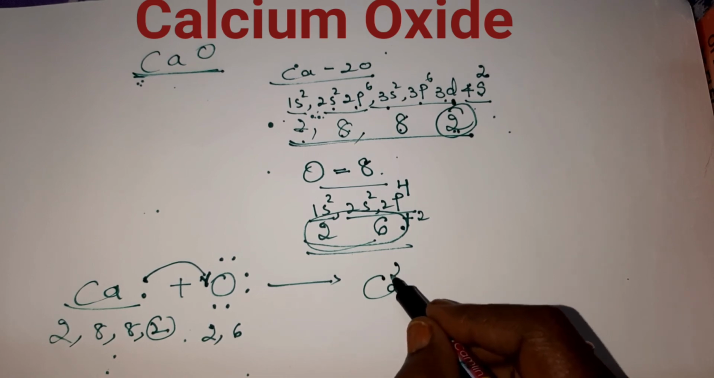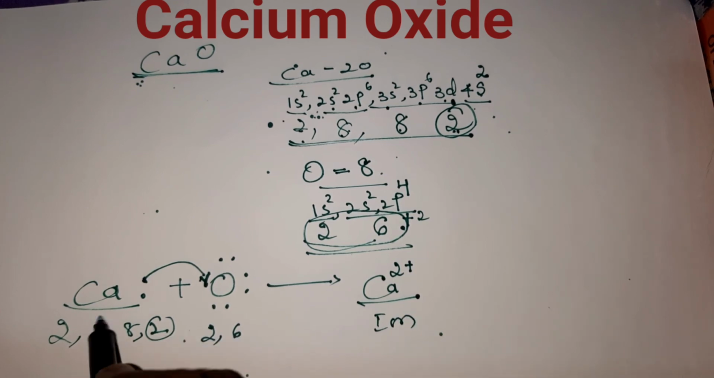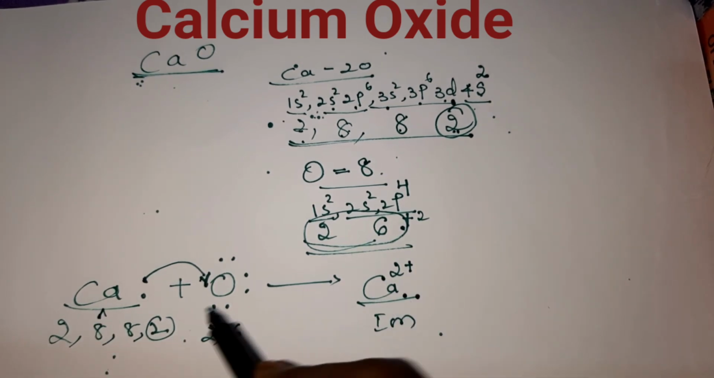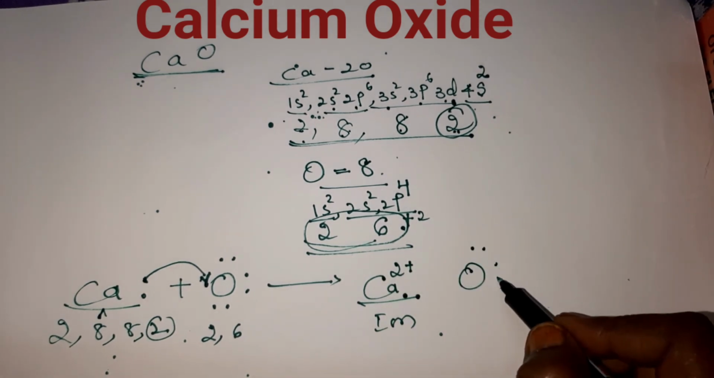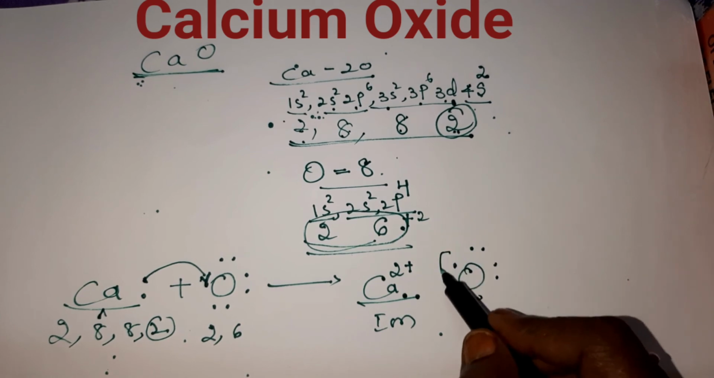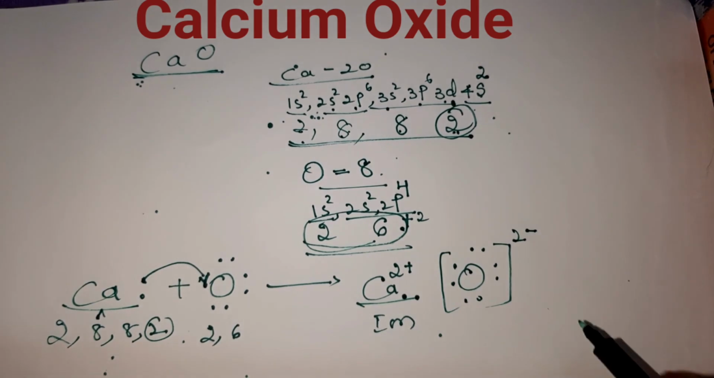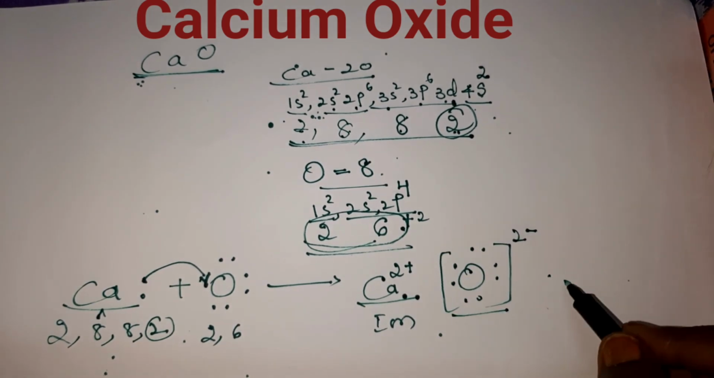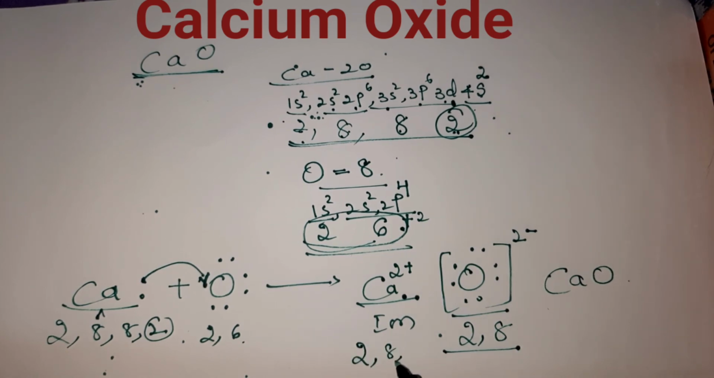So calcium donates 2 electrons and becomes calcium ion. Calcium atom, after donating electrons, becomes a positive ion. And then oxygen receives 2 electrons and becomes negatively charged. You all understood, children? And that's how you can write calcium oxide. So after gaining 2 electrons, oxygen attains octet electronic configuration, and calcium also attains octet electronic configuration.